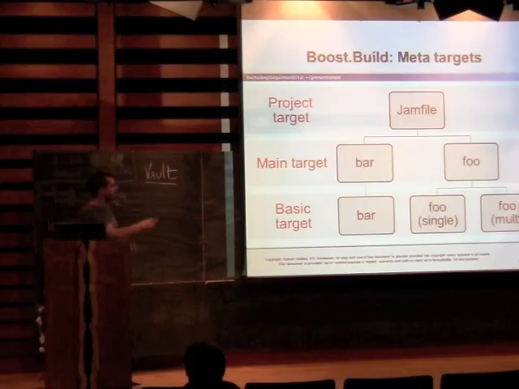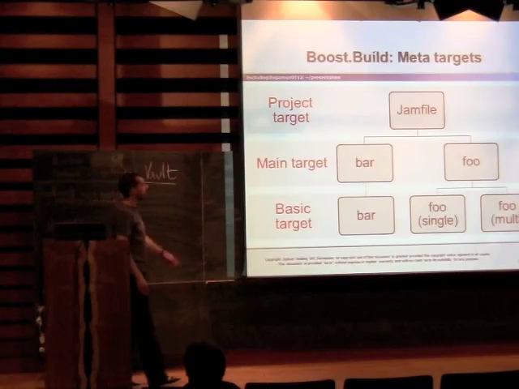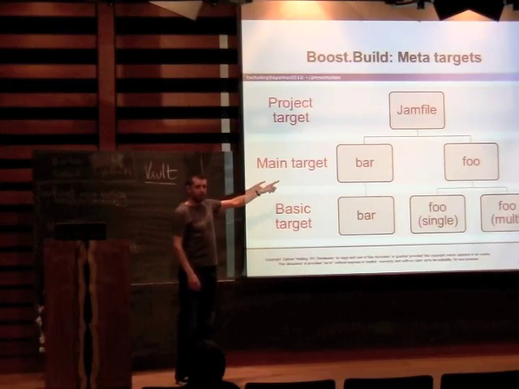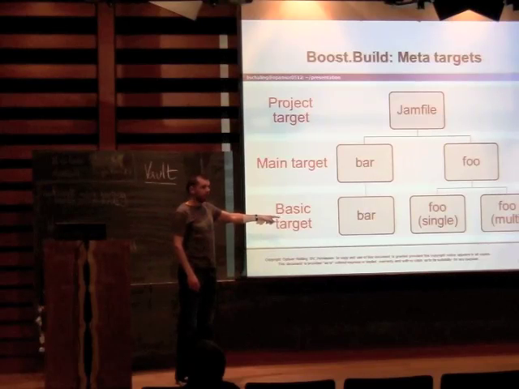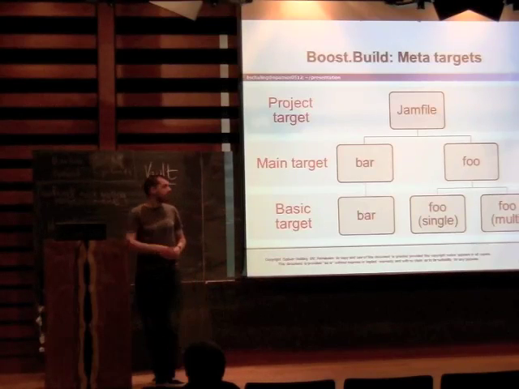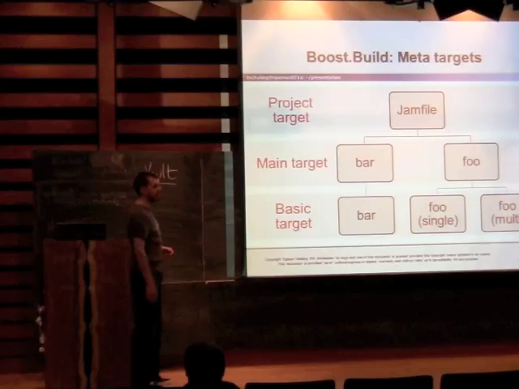To make it a bit more understandable, this is how it looks like. The Jamfile is a project target. Then we have two main targets, bar and foo. Main target bar has one basic target bar. And the main target foo has two basic targets foo because they have different properties. So altogether we have six meta targets.